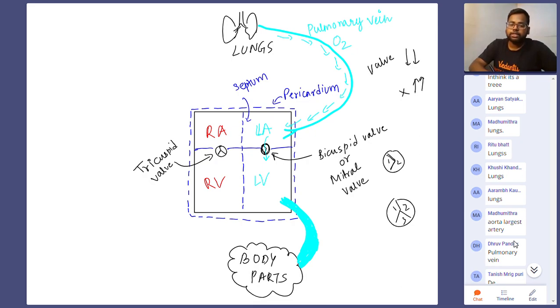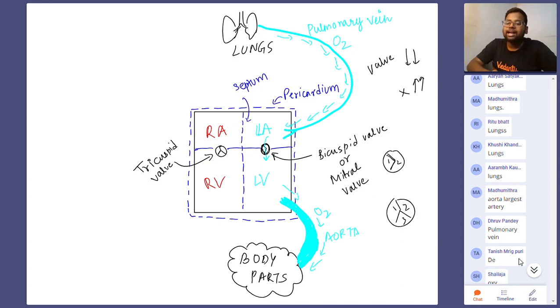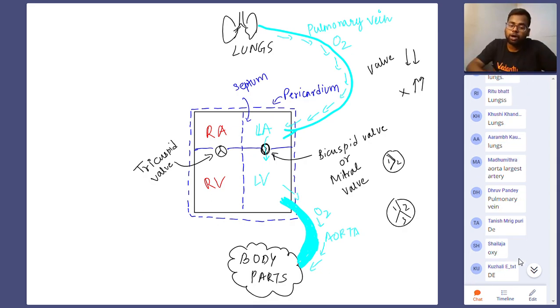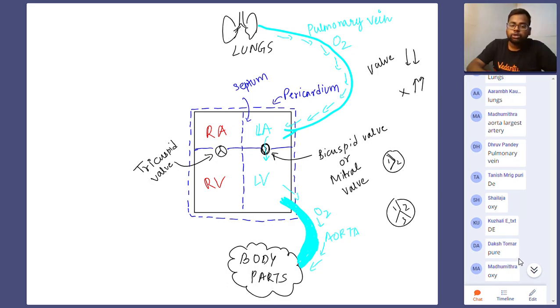Anna, let me write here. And now what will happen? If oxygenated blood is used by the body part, what will happen? Carbon dioxide will be released from various body parts. And that carbon dioxide will make the blood impure. Very good. Now the impure blood will come back to the heart, into the right atrium.